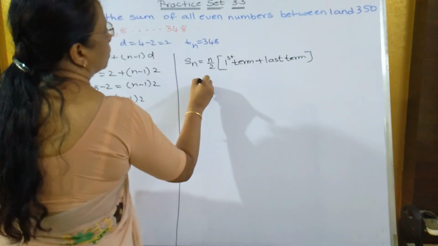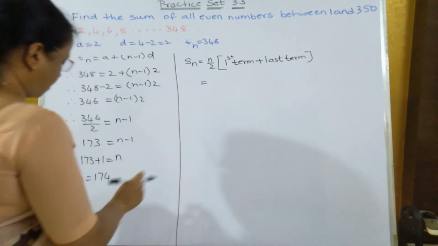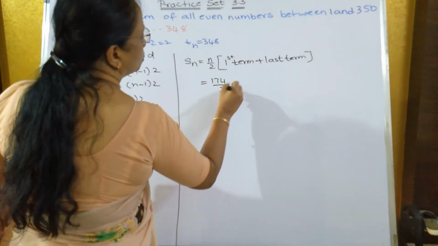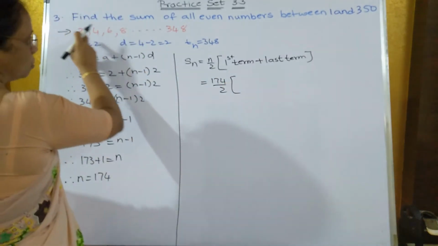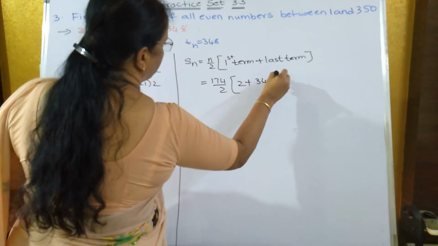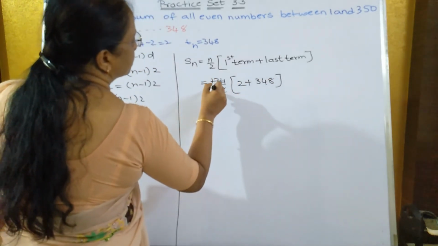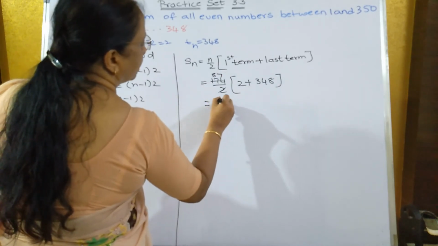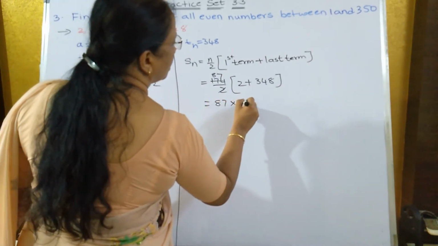That is equal to how much? N is how much we have got? 174. 174 upon 2 into first term is how much? 2, and the last term is how much? 348. Now this 2 will get cancelled. 87, that's equal to 87 into 350.